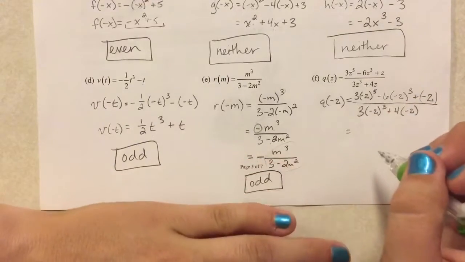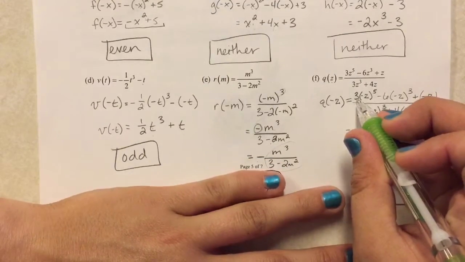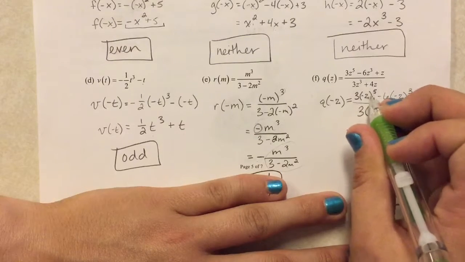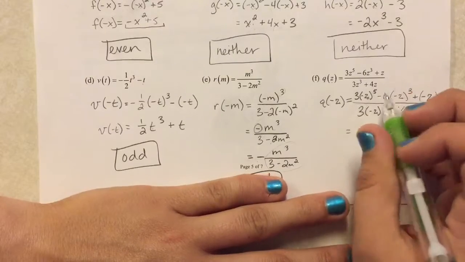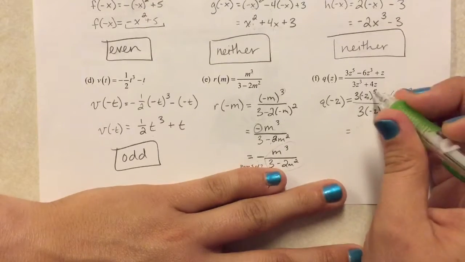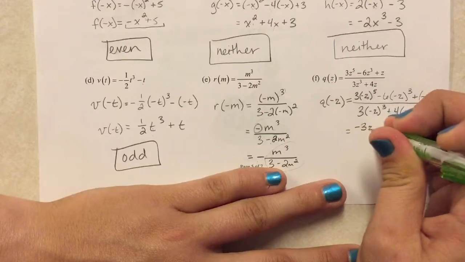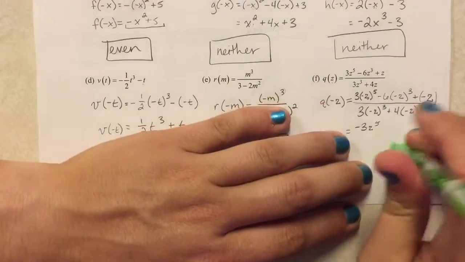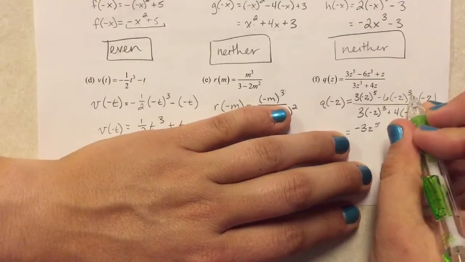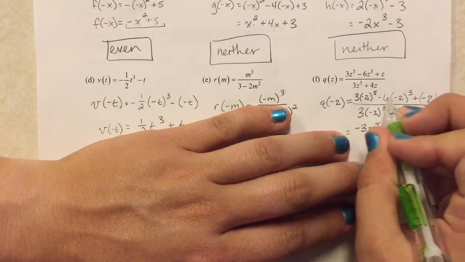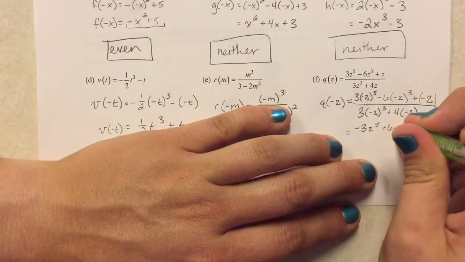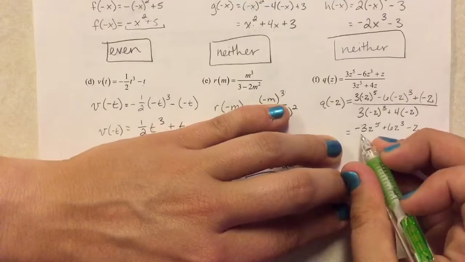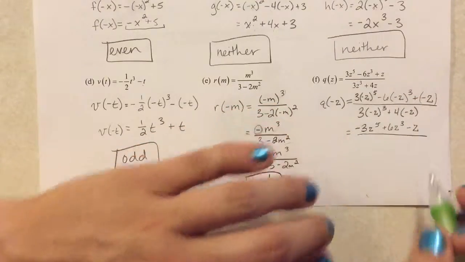If I look at the first term, this 3 and this negative z to the fifth, well, anytime I have an odd power, this piece is going to keep its sign. So this is going to be negative z to the fifth. That makes this whole first term negative 3z to the fifth, so it's in fact the opposite of what it was originally. Okay, look at the second term. Again, anytime you have an odd power, it keeps its sign. So this is now going to be positive 6z to the third, and then this one's going to be negative z. So far, every single thing has changed signs.